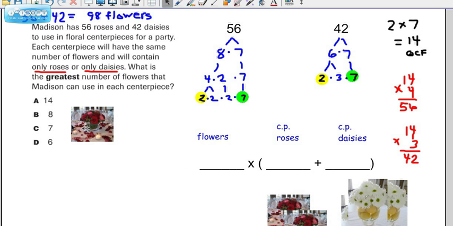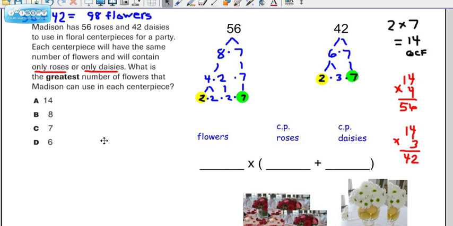All right, so to start this type of problem, you might consider figuring out the GCF of the two numbers here. So we have 56 roses. If we find the prime factorization of 56, we're going to get 2 times 2 times 2 times 7. The prime factorization of 42 is 2 times 3 times 7. When we look for our matches, we have matching 2's, so I wrote that down over here. Matching 7's, I wrote that down over here. 2 times 7 is 14. So the GCF of 56 and 42 is 14.